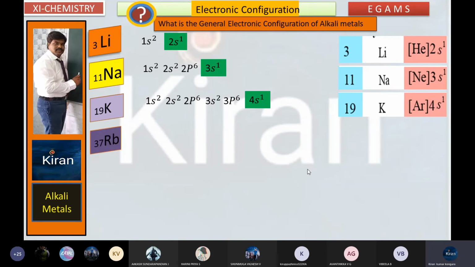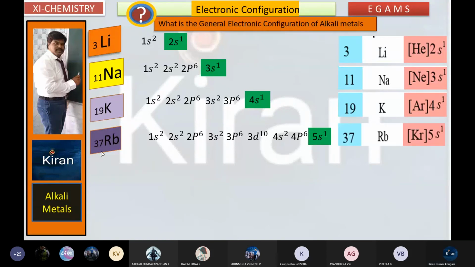And then rubidium: 1s2, 2s2, 2p6, 3s2, 3p6, 4s2, 4p6, and then 5s1. Its atomic number is 37. The nearest noble gas is krypton. Krypton atomic number is 36, after it is 37. Rubidium, with respect to the inert gas configuration, is krypton core 5s1.